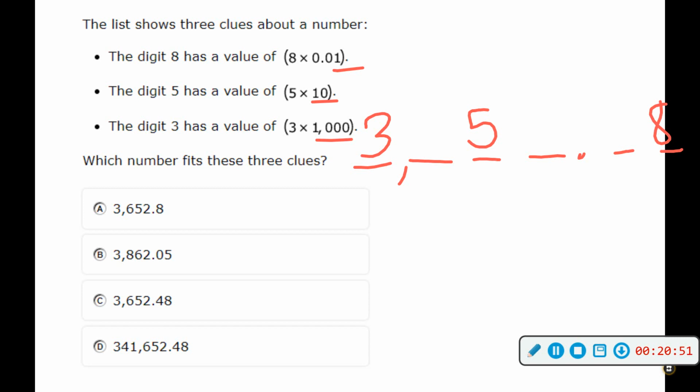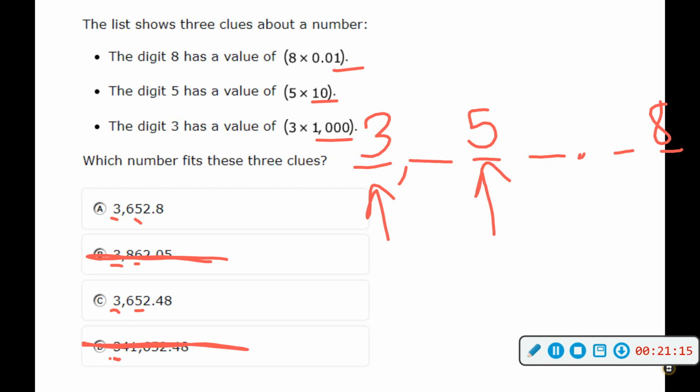So I need a 3 in the thousands place. Let's check that first since it's all the way to the left. So I have a 3 in the thousands place, 3 in the thousands, 3 in the hundred thousands. D is wrong. Let's move on to the 5 in the tens place. There is a 5 in the tens place, but there's a 6 in this one, so B is wrong. There is a 5 in the tens place, so it could also be C.